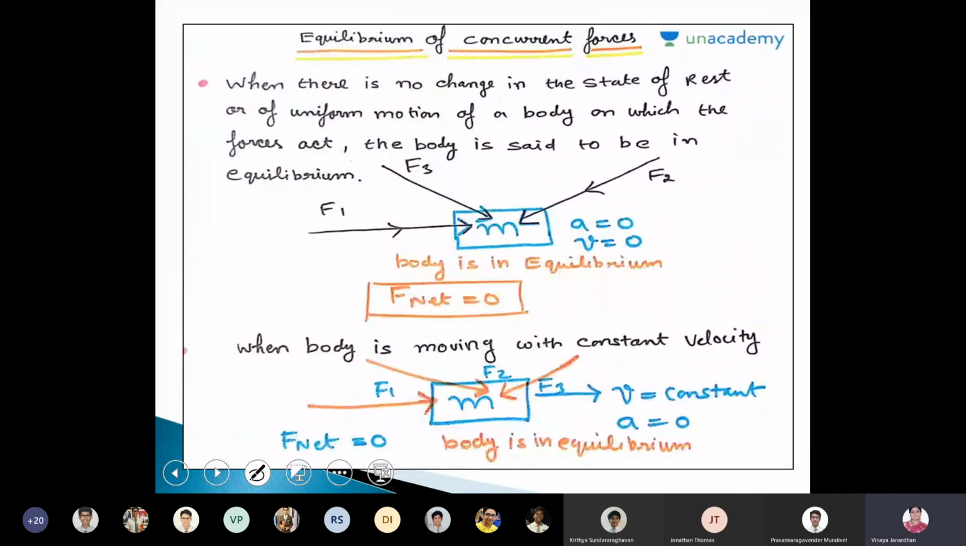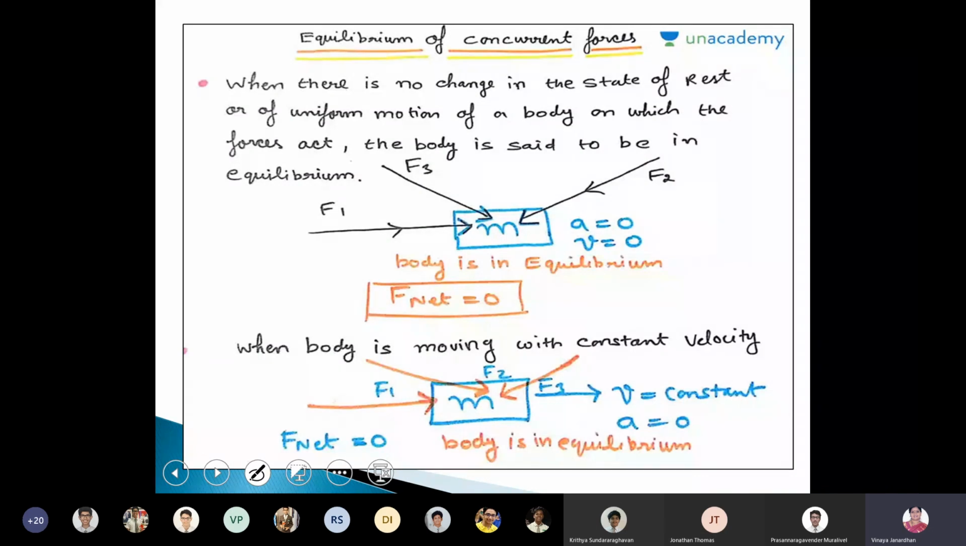Equilibrium of concurrent forces. Now you know what you mean by equilibrium. When there is no change in the state of rest or of uniform motion of a body on which the forces act, then the body is said to be in equilibrium. What does it mean? Suppose a body was initially at rest. Now, let any number of forces act on the body. And if the body still remains at rest, then we say all the forces acting on the body are concurrent. Are you getting this concept?